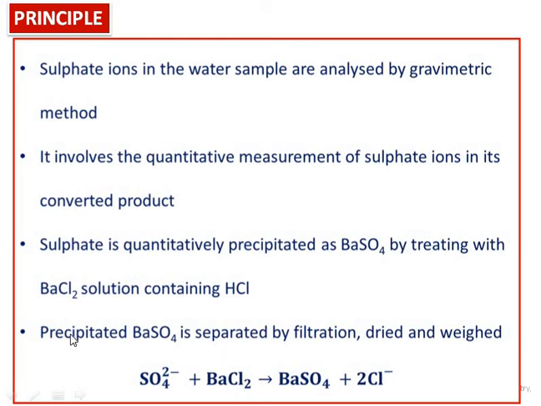So here the precipitated barium sulfate is filtered, dried and weighed. As you can see, this is the sulfate ion. When you add barium chloride to water, if there is sulfate ion present in the water, it will easily precipitate as barium sulfate, along with the elimination of chloride ions. Here we need acidic condition also, that's why we are using HCl. Along with barium chloride we need to use HCl also.